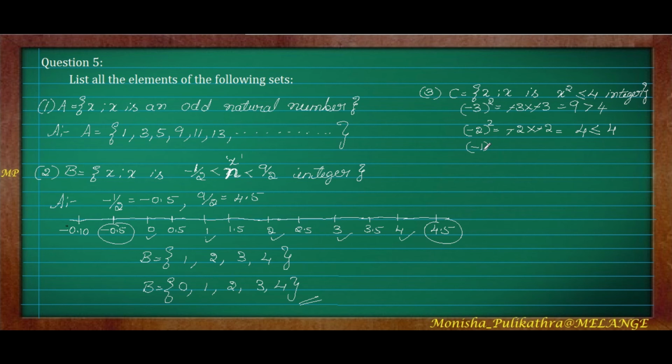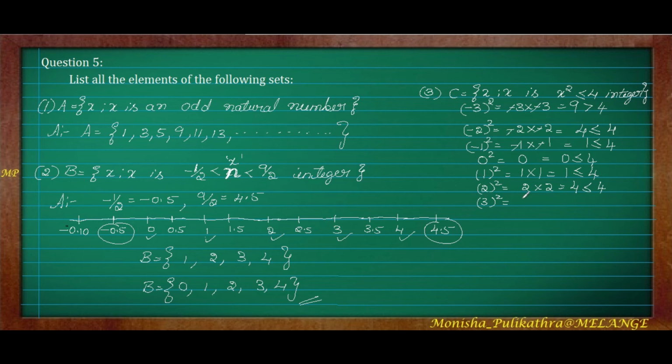Next is minus 1 whole square. That is minus 1 into minus 1, which is 1, again less than or equal to 4. Next is 0, 0 square is 0 itself, and 0 is less than or equal to 4. So negative terms are finished. Next I have to take positive terms. 1 square is 1 into 1, that is 1, again less than or equal to 4. Next is 2 square, 2 into 2, 4, which is equal to 4. Next is 3 square. 3 square is 9, which is greater than 4. So we can't write it.